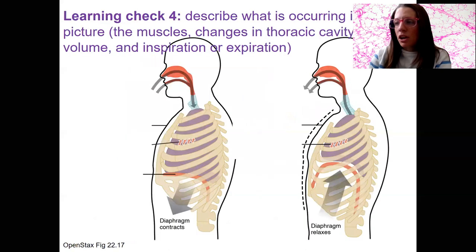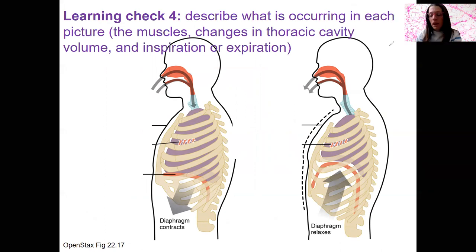So let's do a learning check. Here, describe what's occurring in each of these pictures, what process is occurring, as well as the muscles, changes in thoracic cavity volume, and is it inspiration or expiration?